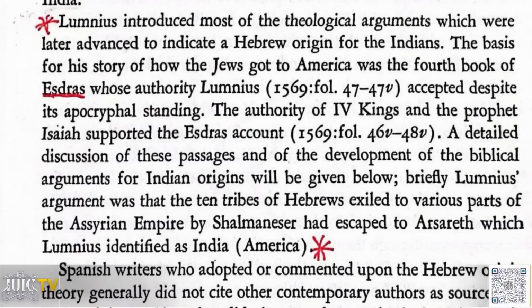He knew where he was going because, like I said above, you see how they toss some things in there sometimes. You can see above where they had said that he accepted despite its apocryphal standing. So they had got the idea from 4th Esdras or 2nd Esdras that they would be coming over here.